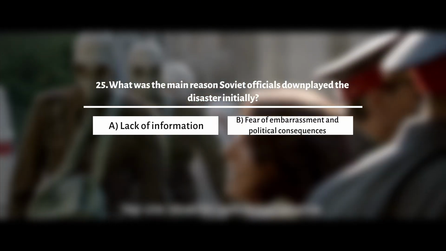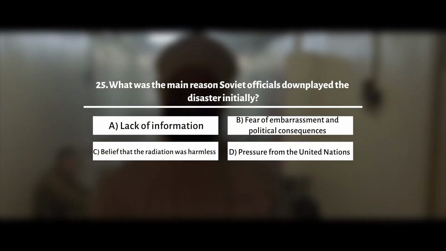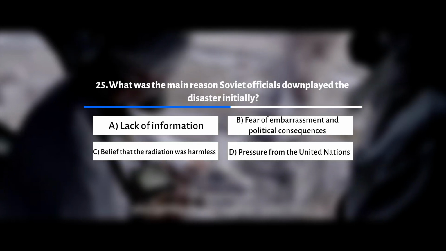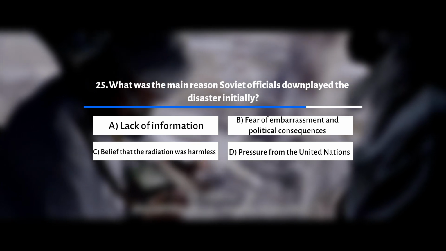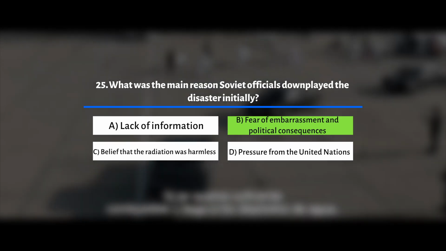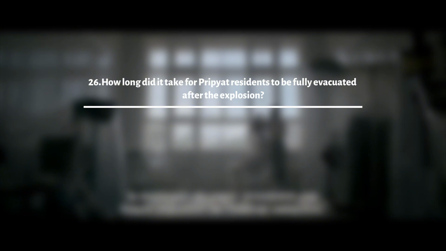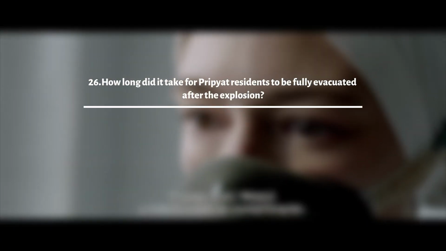A. Lack of information. B. Fear of embarrassment and political consequences. C. Belief that the radiation was harmless. D. Pressure from the United Nations. Correct answer, fear of embarrassment and political consequences. 26. How long did it take for Pripyat residents to be fully evacuated after the explosion?